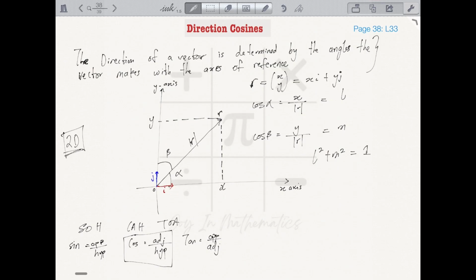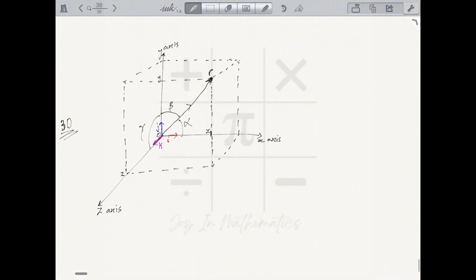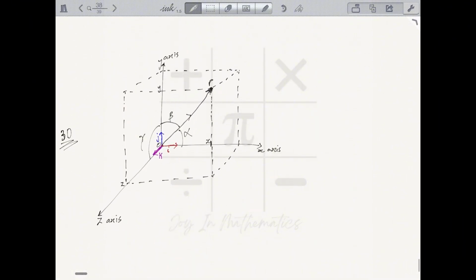Let us also move to a three-dimensional vector. Now let's look at this three-dimensional vector. We want to evaluate the direction cosines for the x, y, and z axes. The column vector for vector r will be x on the x-axis, y on the y-axis, and z on the z-axis. If we write it in terms of unit vectors, we'll have xi plus yj plus zk.